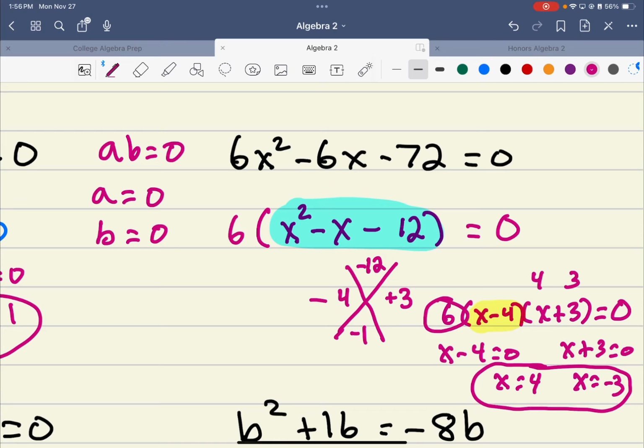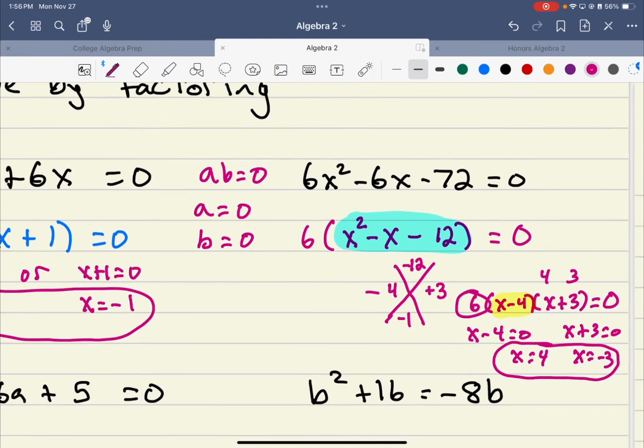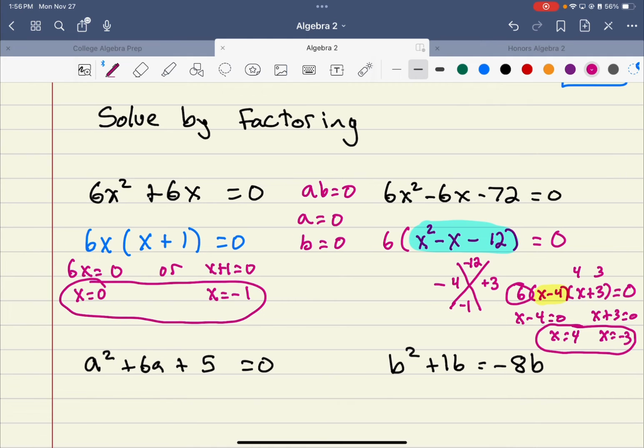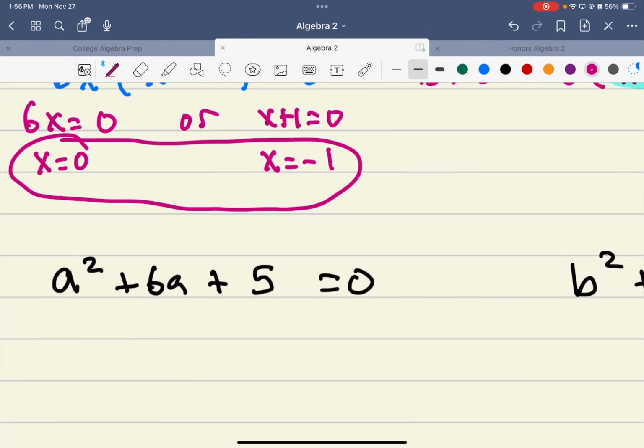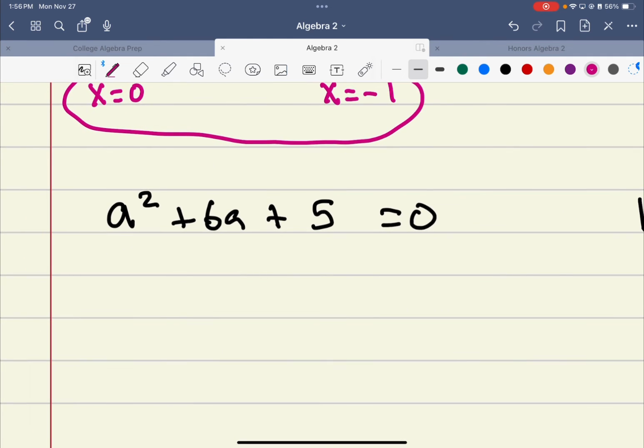Do we worry about that 6 right there? Don't worry about it because it doesn't have a variable with it. If it had a variable with it, we'd have to, but it doesn't. So we don't worry about it. Okay. Go ahead and do the next one. Try that one on your own.